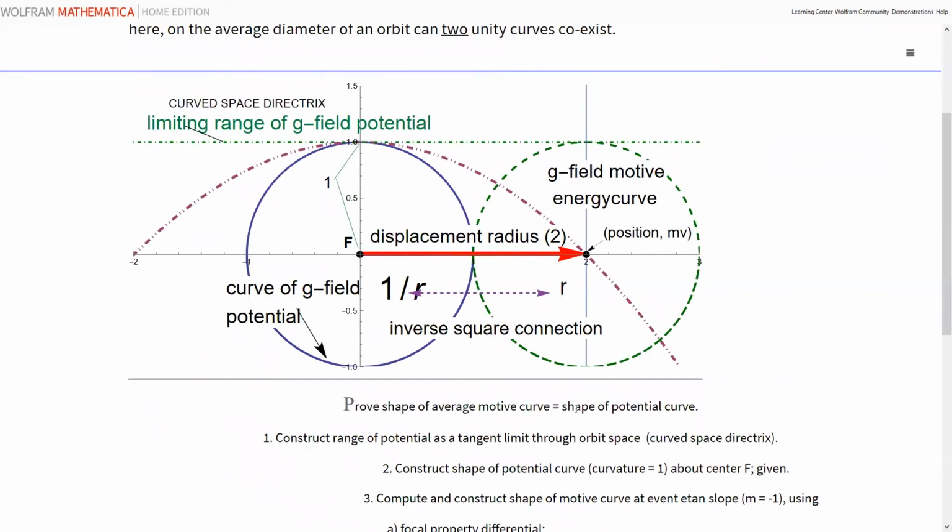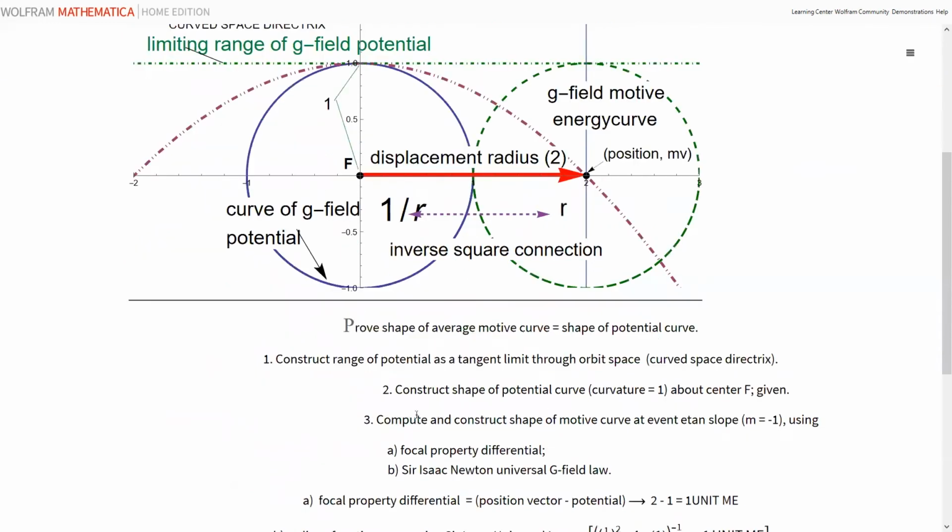Prove the shape of the average motive curve equals the shape of the potential curve. Construct the range of potential as a tangent limit to orbit space. That's the curve space directrix. Construct the shape of the potential curve. Curvature equals 1 about center F. That's a given.